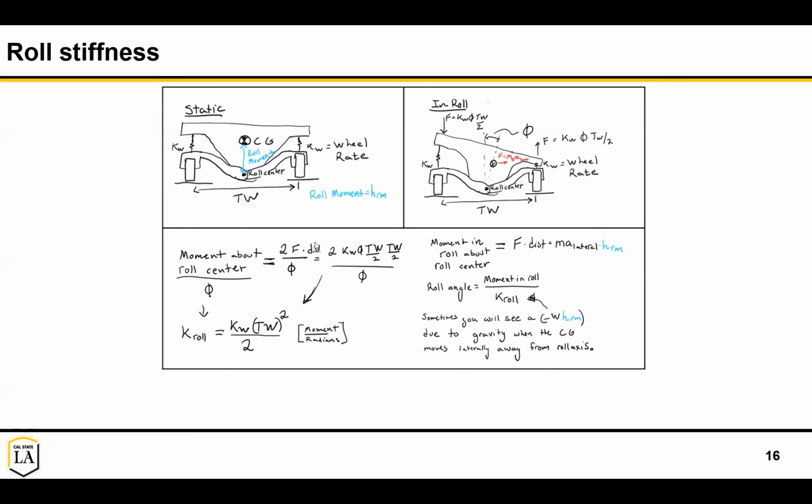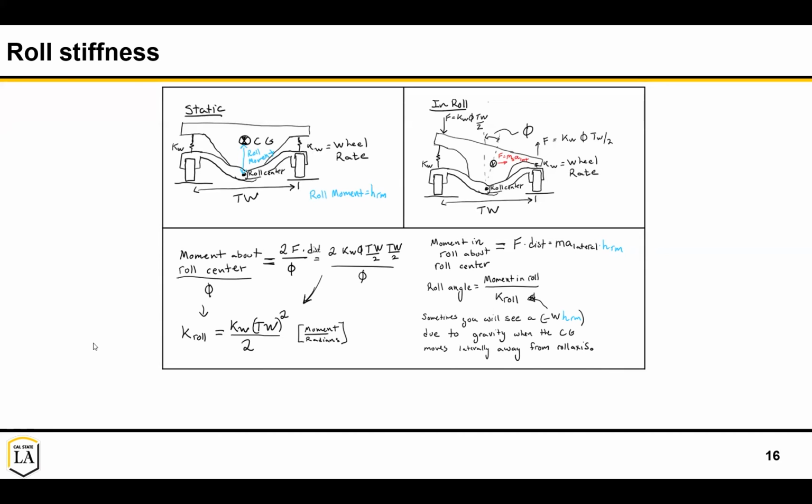So the moment about the roll center is we're going to have both sides, and we're going to have this force times a track width over 2. So that's why you'll get a force, a distance. They both have track widths over 2 in them, and if you normalize this by the amount of roll that you get, that'll be your roll stiffness.